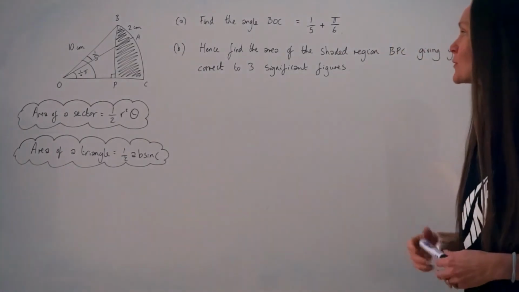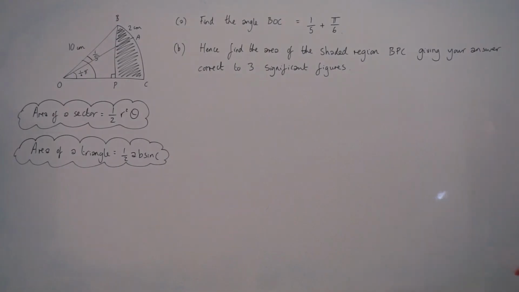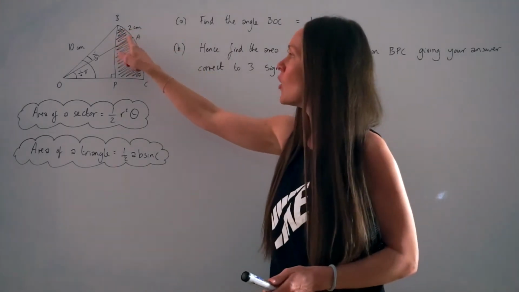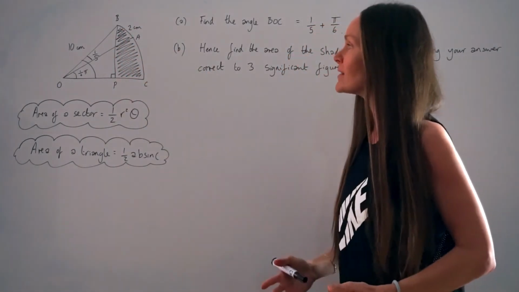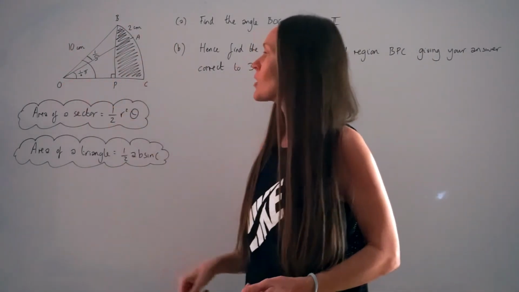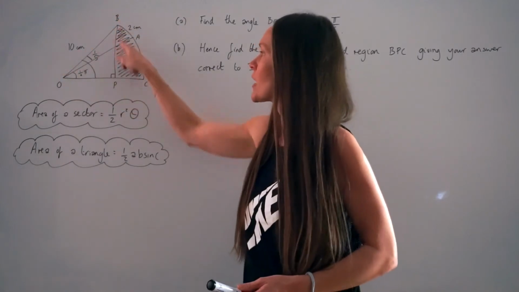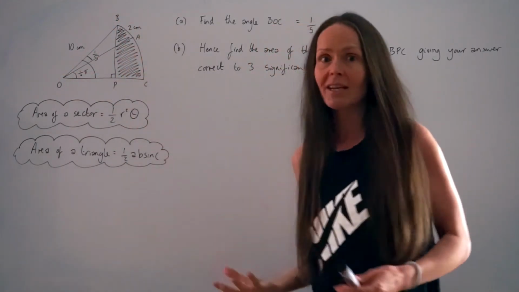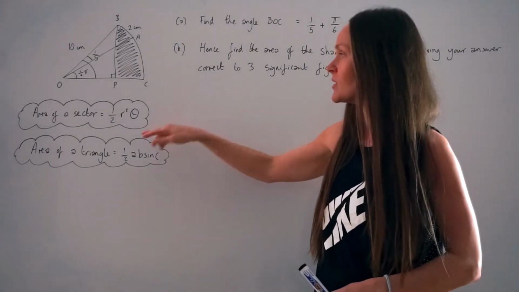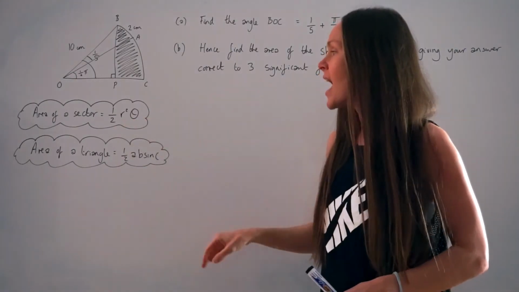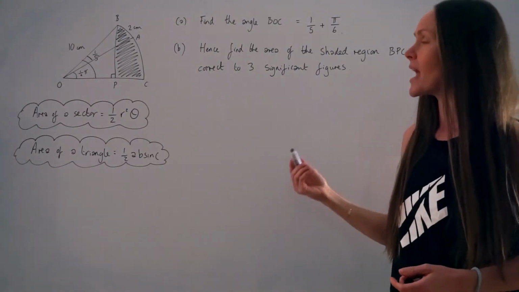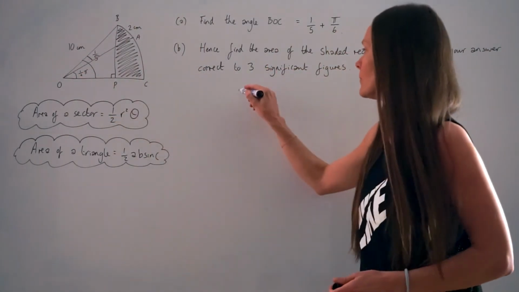In part B, we have to find the area of the shaded region, BPC, giving the answer correct to 3 significant figures. So we're trying to work out the area of this region here. To work out this area, I'm going to work out the area of the sector of the circle, and then I'm going to subtract the area of this triangle, and that will leave me with the area of the shaded part. So I've written down 2 formulae that I'm going to use. Area of a sector, which is equal to a half r squared theta, and area of a triangle, a half ab sine C. So let's start by working out the area of this sector of a circle.